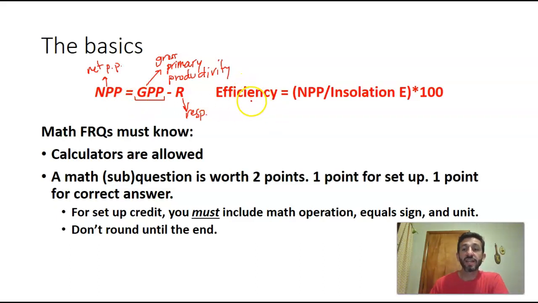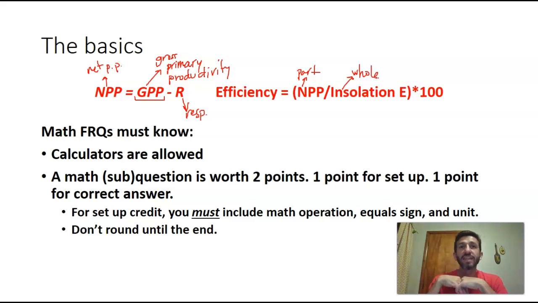Okay, and then the efficiency of the producers is going to equal the NPP, their net primary productivity, divided by the insolation energy. That's just the energy from the sun that's available to them, times 100. This is just a plain percent equation. So part over whole. So when we compare the total amount of energy from the sun that's available to these producers, and then the part that actually is available to be eaten, what's the efficiency of the producers in this ecosystem?